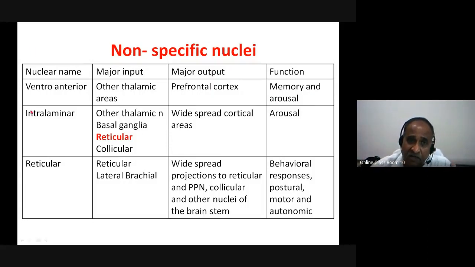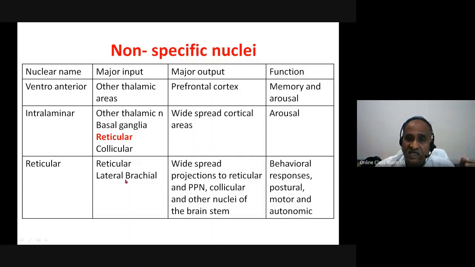The intralaminar is the internal medullary lamina. This internal medullary area receives inputs from other thalamic nuclei, the basal ganglia, the reticular system, and the collicular system. It is like the reticular because it is receiving inputs from all sensory modalities. Then it will reach all cortical areas, layer 1, that is the outer molecular layer, to produce a generalized arousal. Suppose if this is cut, the arousal is not there. That is coma.